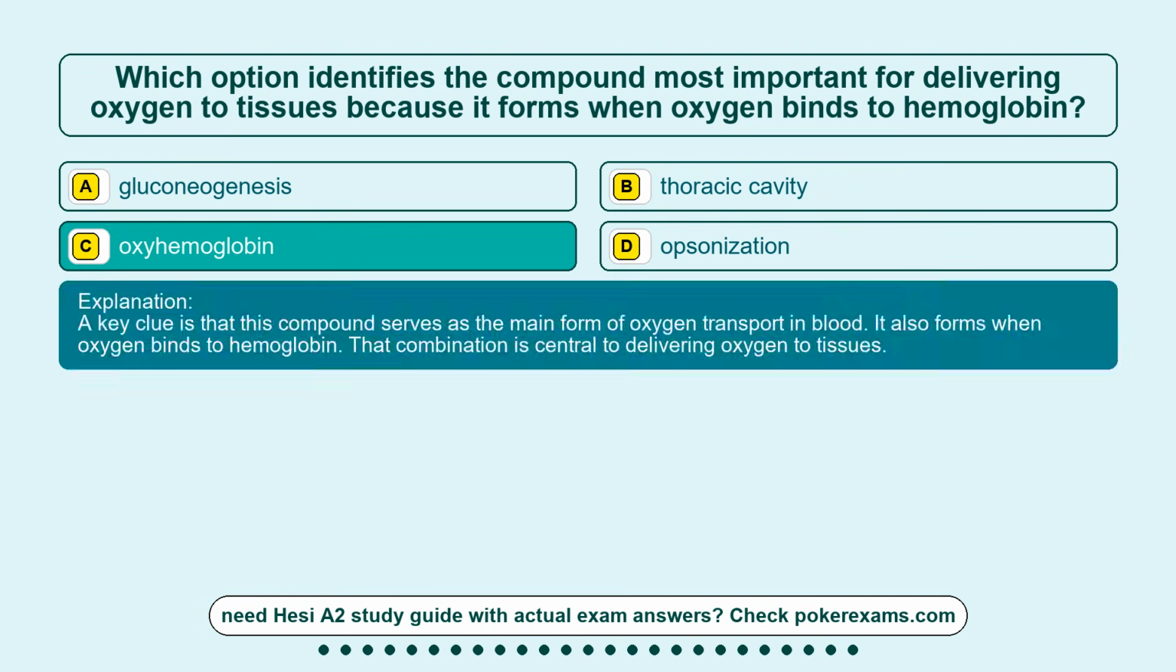A key clue is that this compound serves as the main form of oxygen transport in blood. It also forms when oxygen binds to hemoglobin. That combination is central to delivering oxygen to tissues.